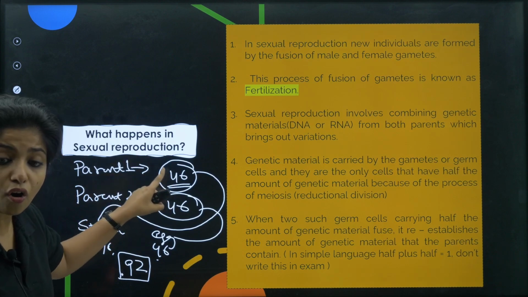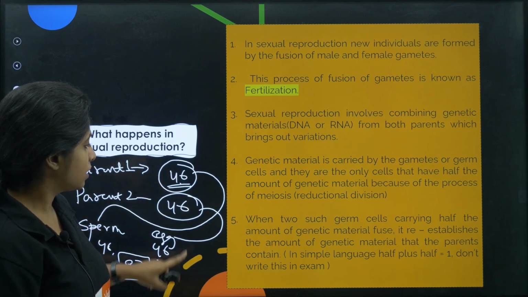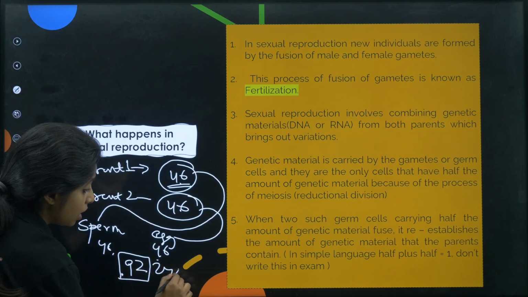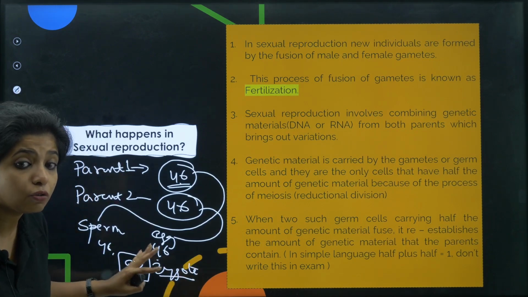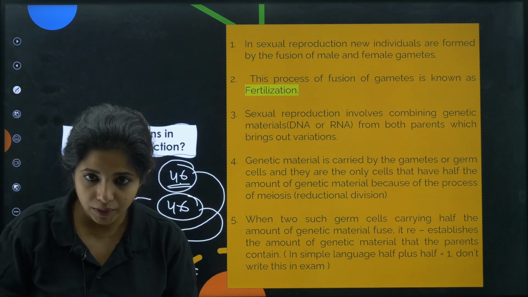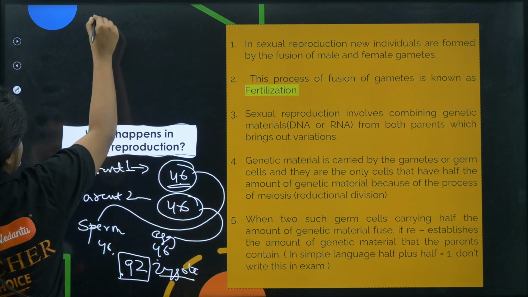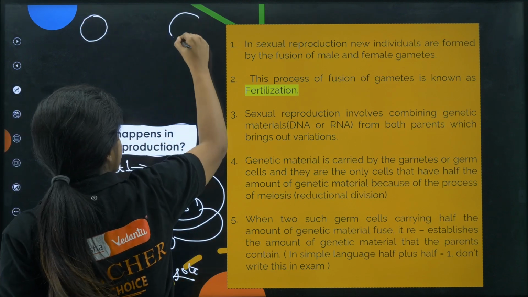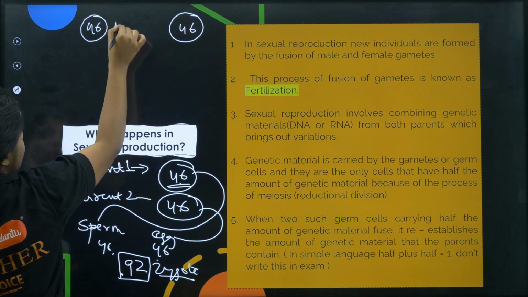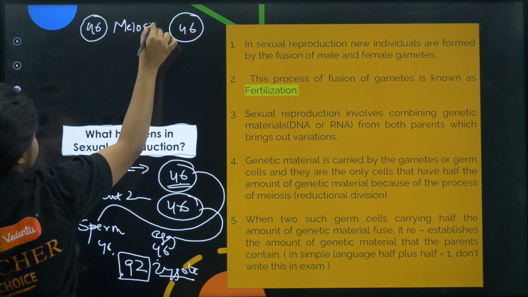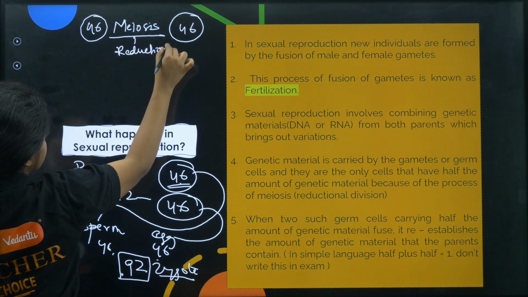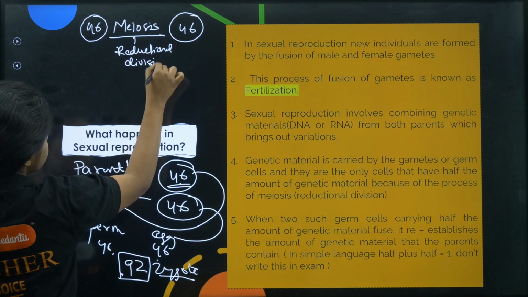Each and every cell of the body of this particular parent has 46. This cell also has 46. Now, if a cell, that is a zygote, arises over here which has 92 chromosomes, that will be a huge disaster. So basically, the first thing that they have to do is reduce the number of chromosomes. That means the parent cell which is going to form a sperm, and the parent cell which is going to form an egg, both of them have to undergo a process which is known as meiosis. It is also known as reductional division.